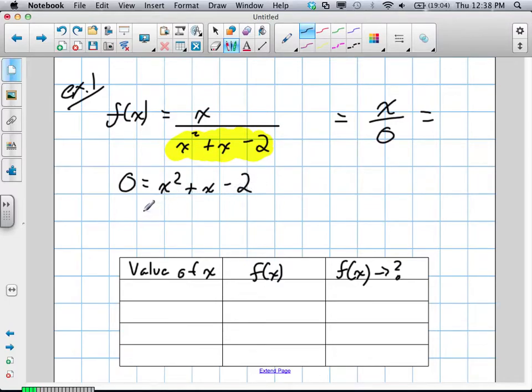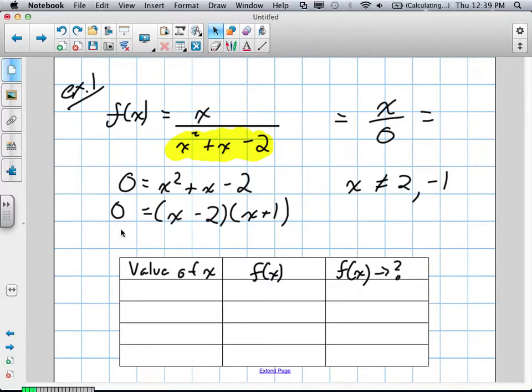We're going to factor it. When we factor this, we get x minus 2, x plus 1, which means x, in order for this to work, cannot be the values of 2 or negative 1. So at those points, we're going to have vertical asymptotes. What I'm going to do is put in a graph here.